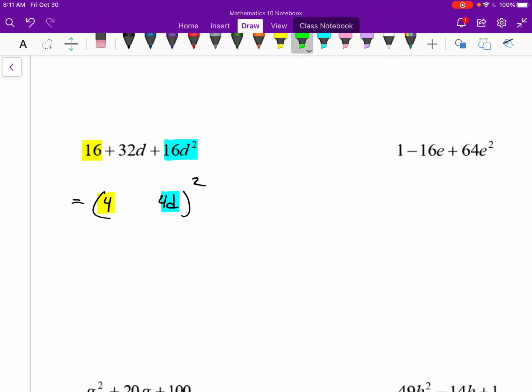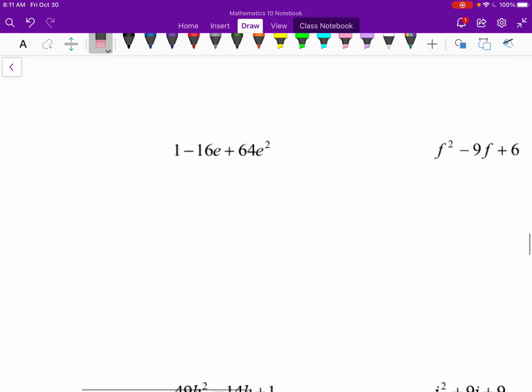As well, my middle term, I'm adding it. So if this is a perfect square, I'm going to be adding this. So again, if what I gave you is a perfect square, then I've factored it. But let's check, because it's all about that middle term. The middle term, in this case, should be 4 times 4d, which is 16d, times 2, which is 32d. Yep, it's a perfect square. We're good.